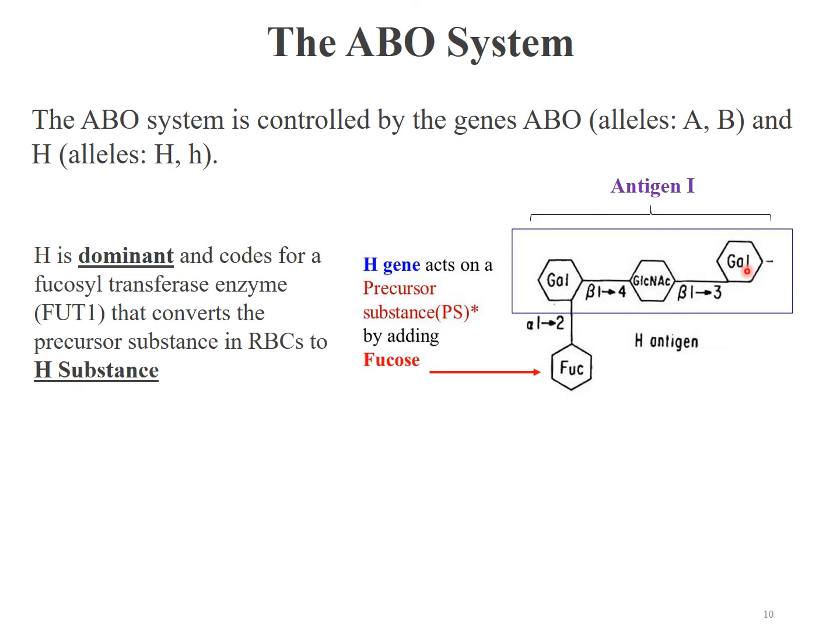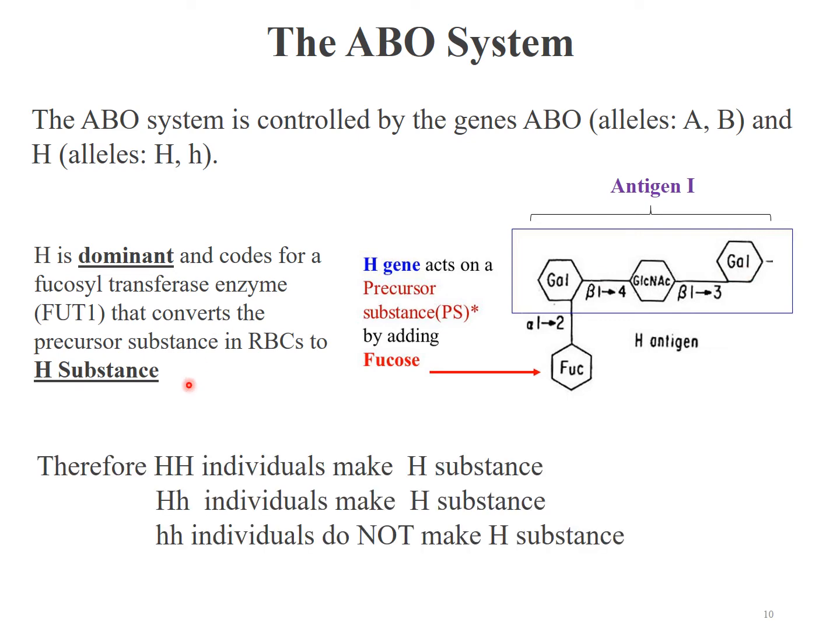Because gene H itself is a dominant gene, these are the genetic possibilities. The homozygous dominant H will make antigen H. Likewise, the heterozygous dominant H will also make the H antigen, but the homozygous recessive will not make any antigen H. So this is a very rare condition. And what will happen to these individuals?